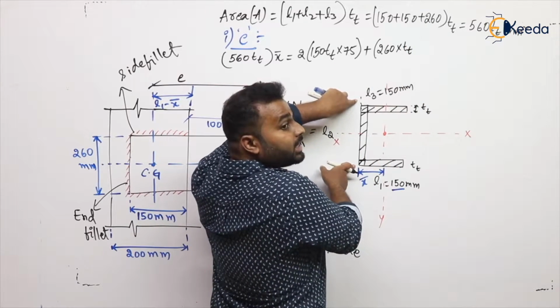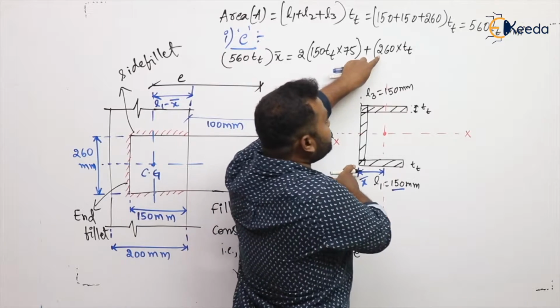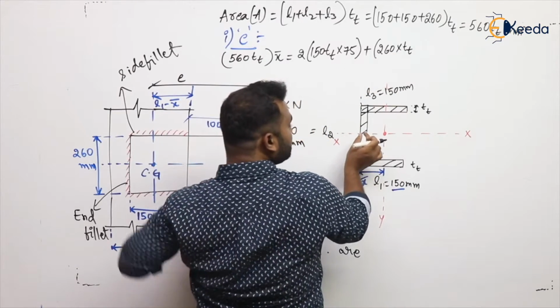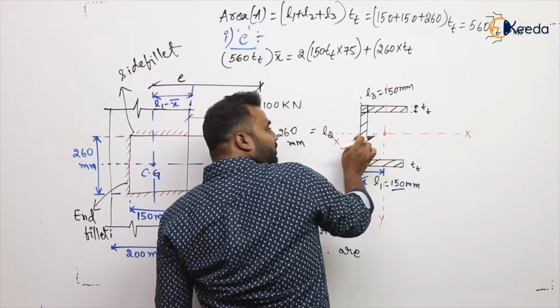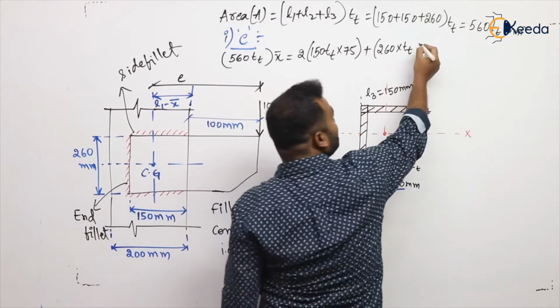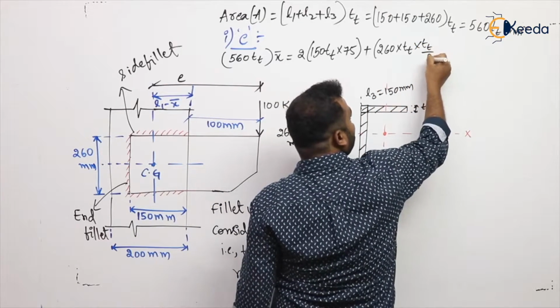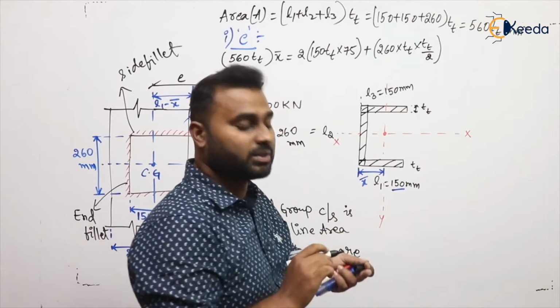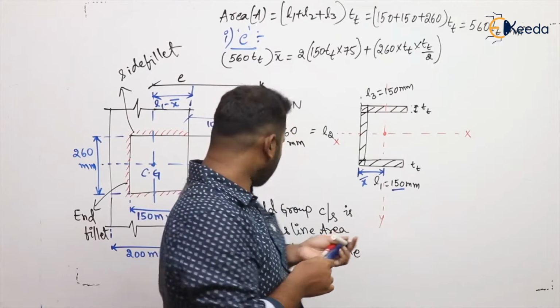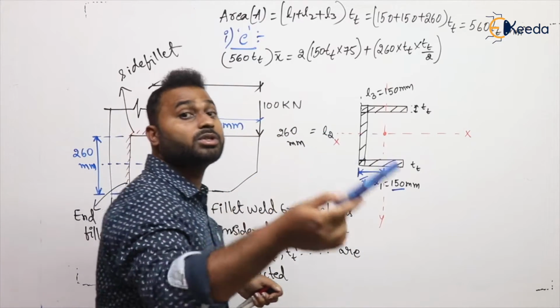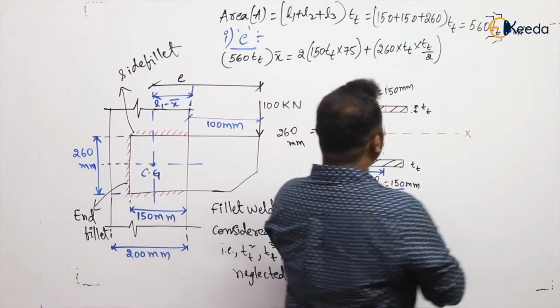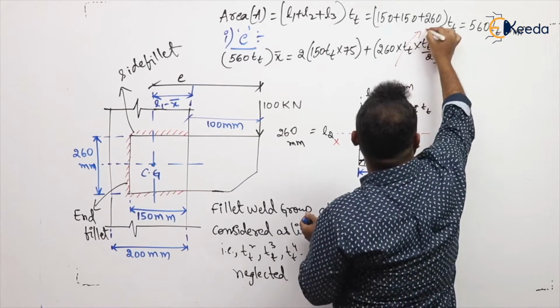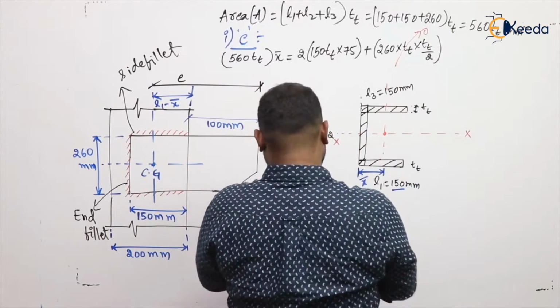This is the area of this line, a vertical rectangle, 260 into TT, and the CG of this vertical rectangle from this face is TT by 2. If you observe here, we are going to get TT square, which we ignore. That is our assumption. If we don't take this assumption, then we can't proceed further in the solution. So we can take it as 0.